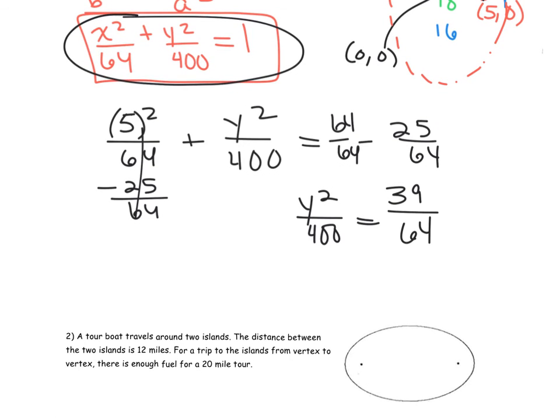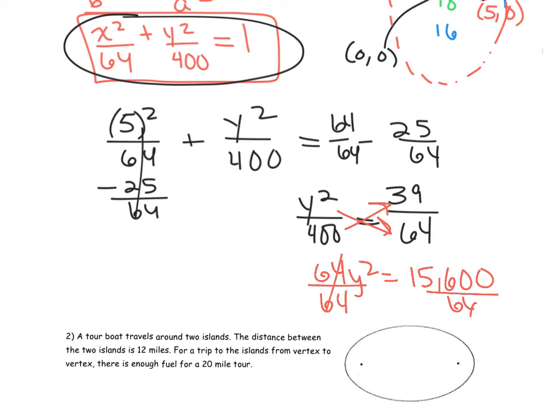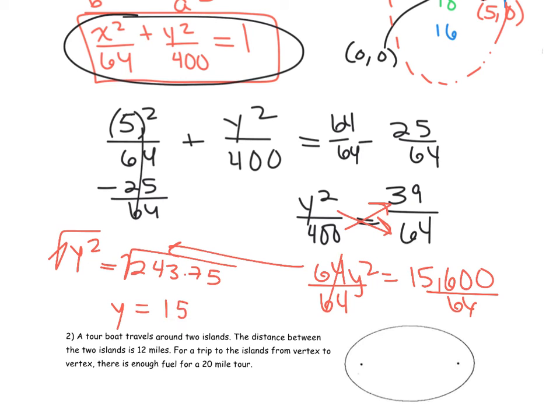Now I'm going to cross multiply. And I'll have 64y squared equals 400 times 39, which is 15,600. Divide by 64 on both sides. And now I have y squared equals 243.75. Square root both sides. And I'll have y equals 15.61 feet. All right? So there you guys have it.